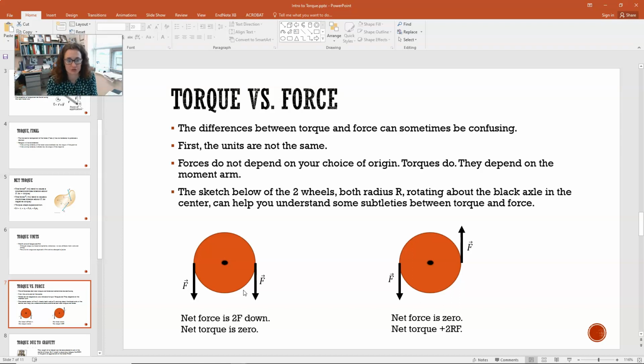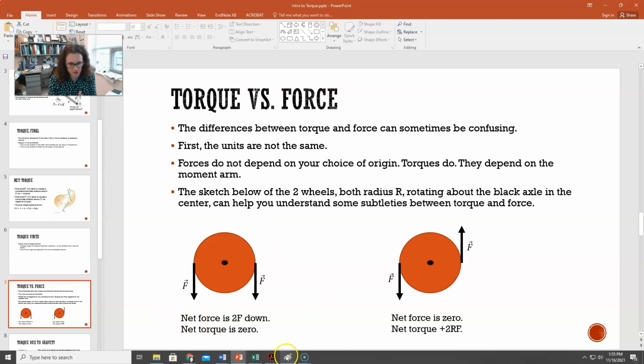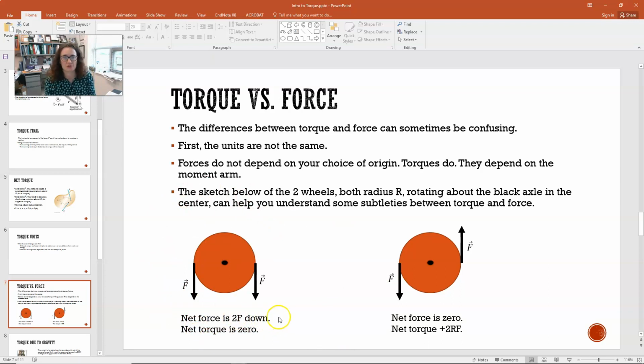Okay, so since they're of equal magnitude, each of the torques here has a magnitude of RF, but one of them is plus RF and one of them is minus RF. So when you sum them, the net torque is 0. So that means that this object will not rotate. So its net torque is 0 and its net force is 2F down.